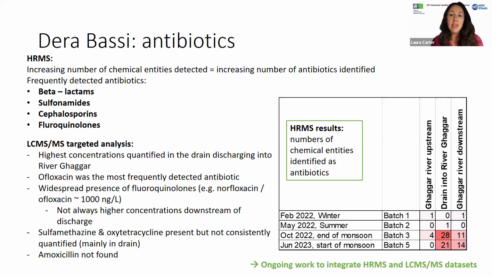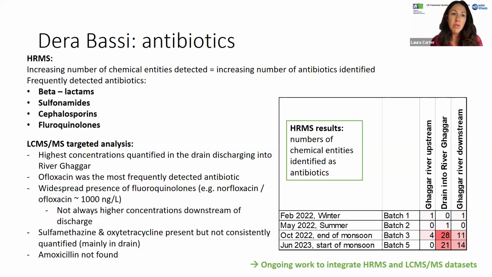Just focusing on antibiotics, the frequently detected chemical classes were mostly beta-lactams, sulfonamides, cephalosporins, and fluoroquinolones. And our targeted analysis for quantification revealed some quite high levels of fluoroquinolones. These were pretty much consistently detected in all of our samples, mostly norfloxacin and ofloxacin, with levels typically around 100 nanograms per litre in the drain, and slightly less in the downstream samples.